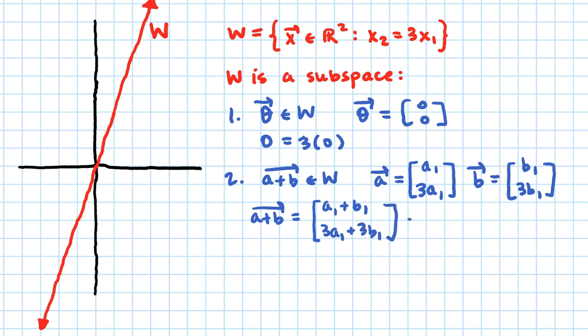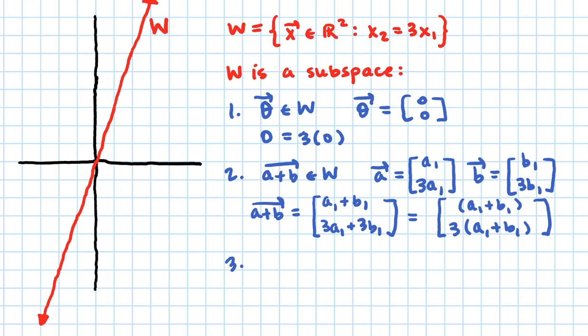What you can do is say that that's equal to, and it makes it a little easier to see when you put the first one in parentheses, you can factor out and see that it fits that pattern where the second component is equal to 3 times the first component. The first component is A1 plus B1 in parentheses, and the second component is just 3 times that.